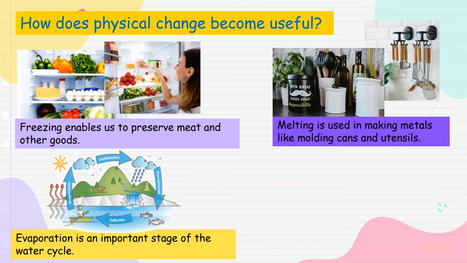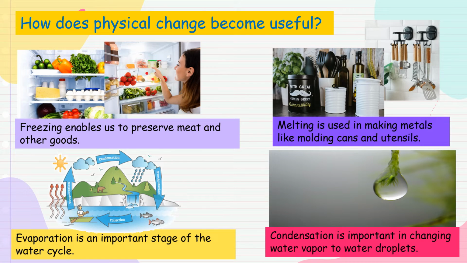Next, melting. Melting is used in making metals, like molding cans and utensils. Some of your toys are also molded by means of melting. So what are your toys made of? Are they made out of wood, plastic, or metals? Another one is condensation. It is important in changing water vapor to water droplets, which become rain, snow, sleet, or hail.